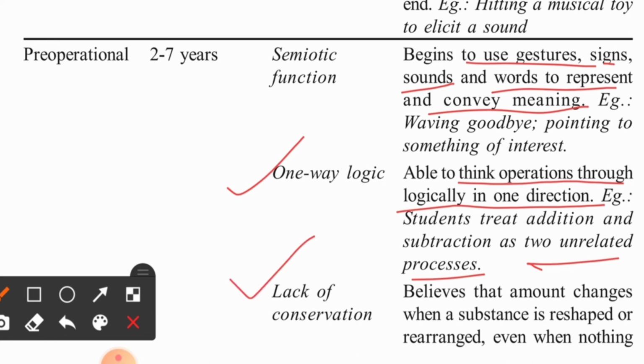The third development here is the lack of conservation. It means the child believes that amount changes when the substance is reshaped or rearranged. For example, you have a bed sheet and you fold it, so he thinks that a bigger bed sheet has now become smaller in size. The size is reduced. But actually the size has not been reduced; it has simply been folded. But this lack of conservation remains at this stage in the mind of the child.